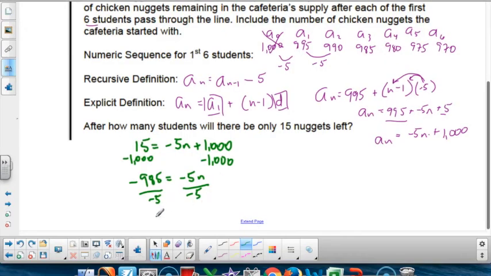So that tells us that the number of students that had to go through the line before there were only 15 nuggets left is 197. How many students would have to go through the line before there are no nuggets left? Looks like 200, because you would need 3 more students to get rid of those last 15 nuggets. All right, so 197 students is my answer.